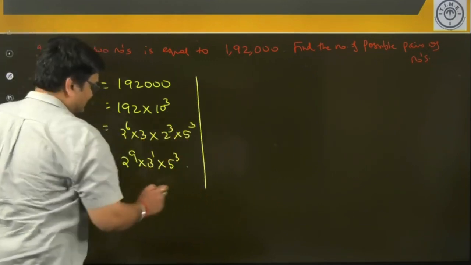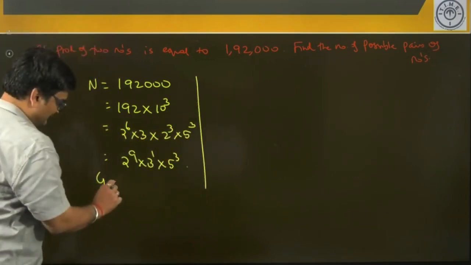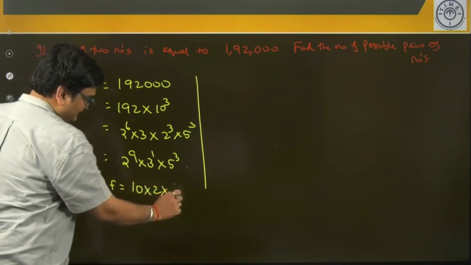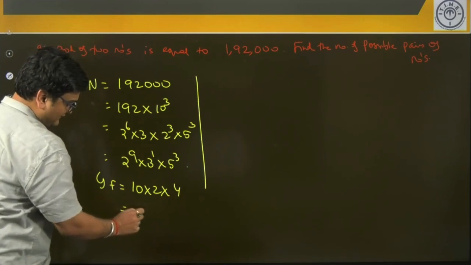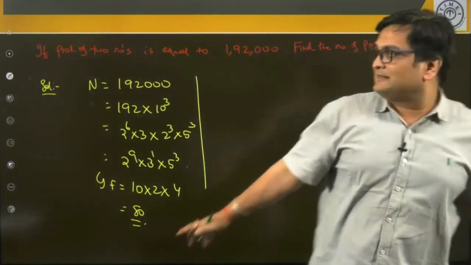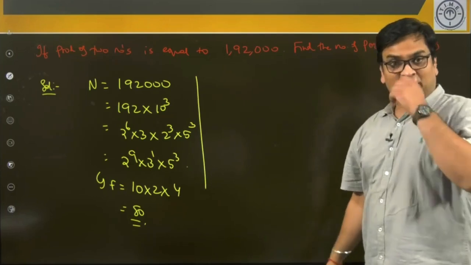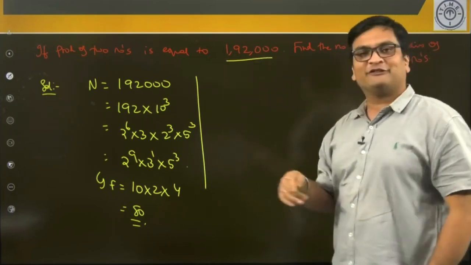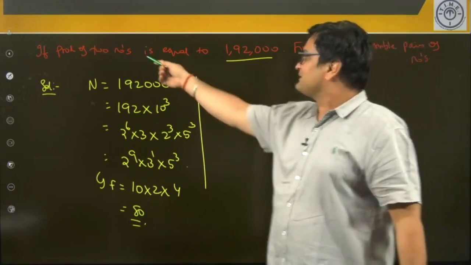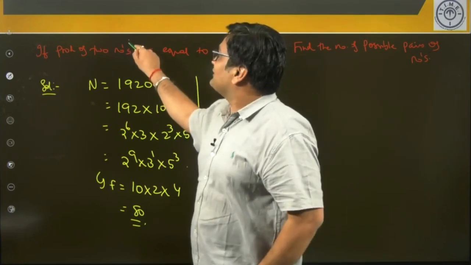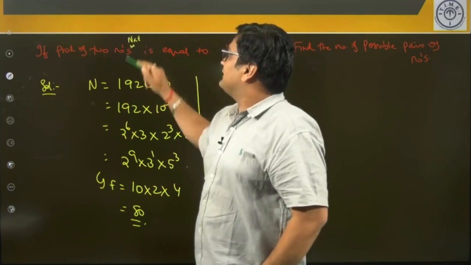Now once we have that, what will be the number of factors for this, by the way? The number of factors will be 9 plus 1, 10, into 2 into 4, which will be 80. So there are 80 factors that this large number has. Now if there are 80 factors, in how many ways can we write this as a product of two factors, two numbers? By the way, when I say numbers here in this context, I mean natural numbers.